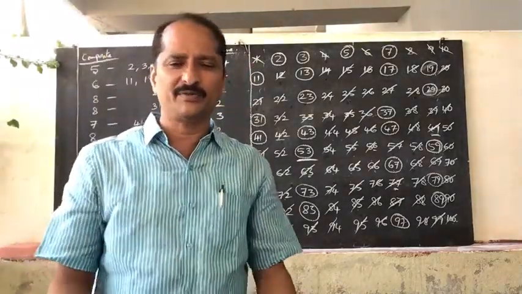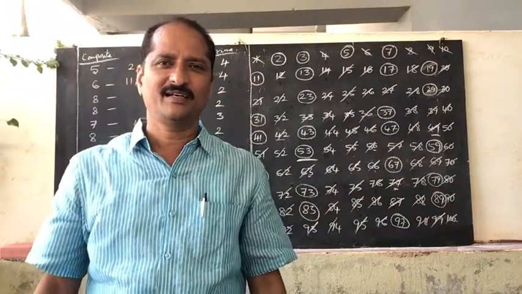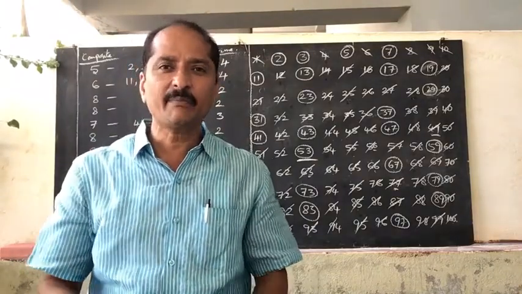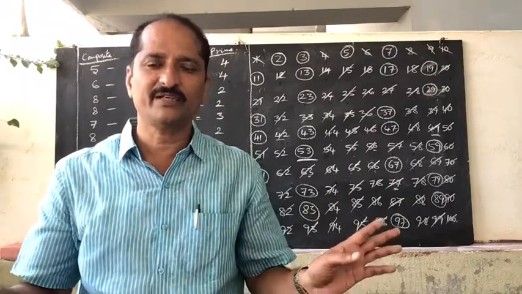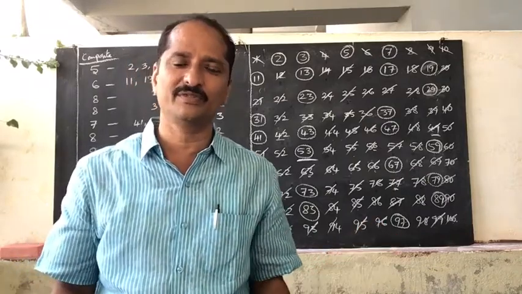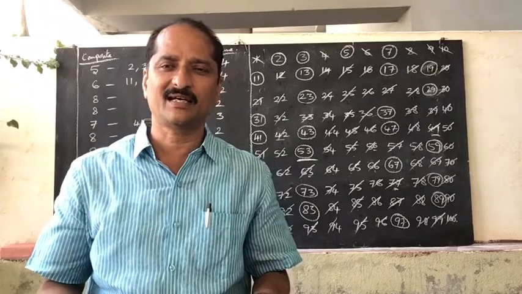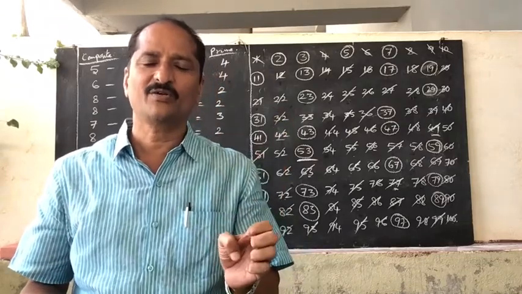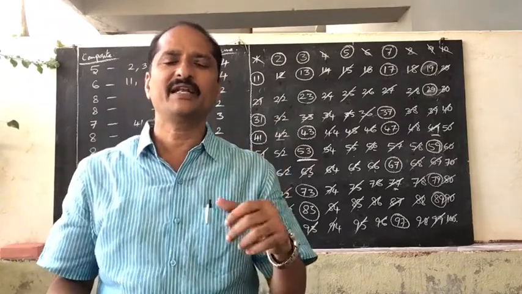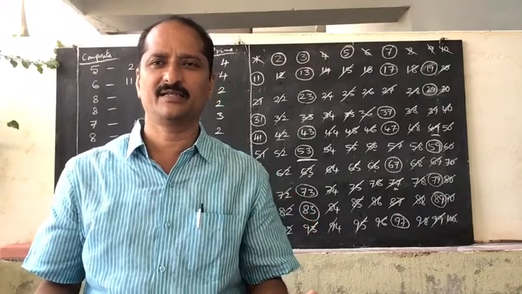It is neither prime nor composite. Okay? That is neither prime nor composite. One is neither prime nor composite. But all others are either prime or composite: we have 25 prime numbers, and the remaining 74 are composite numbers.